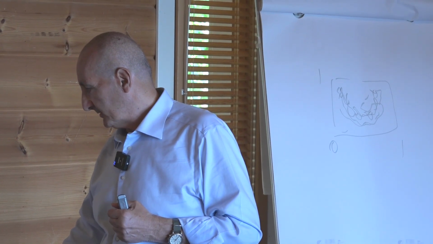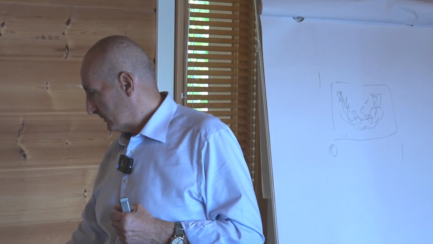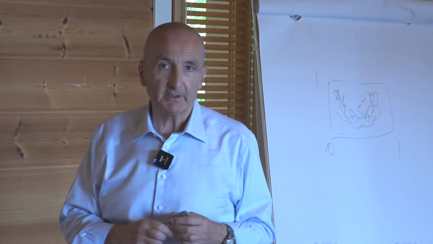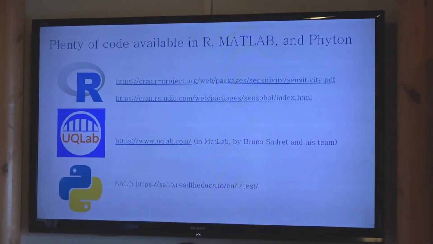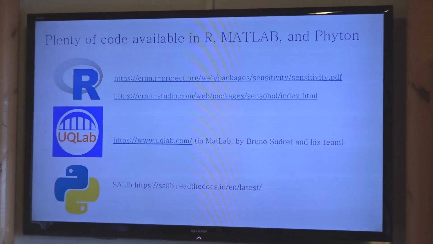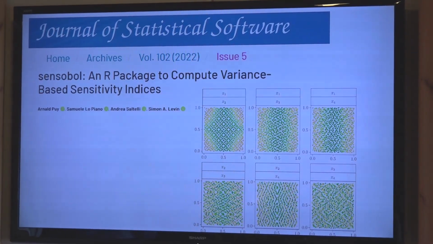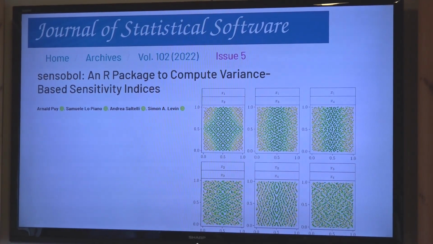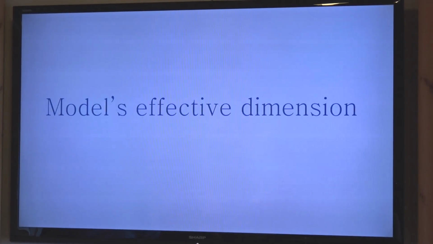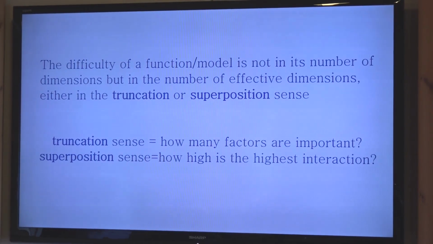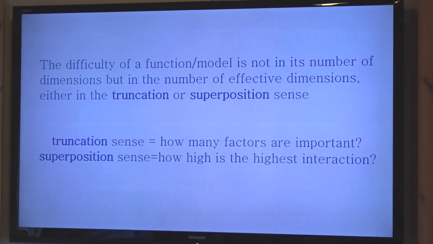Yeah, this I just mentioned. This is about software. There is a lot of software. I cannot even list it now because there is so much coming out. But this is just some of the software which is around. This is another software which we published in the Journal of Statistical Software, also to compute sensitivity indices. A lot of this stuff goes on in R, of course. And then there is model effective dimension, which is a concept which is very useful, and I want to discuss it with you for a second.